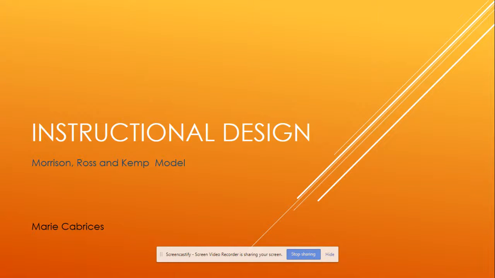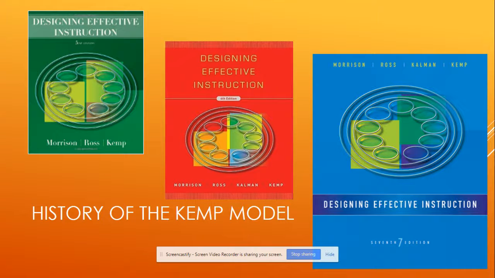Instructional design, Morrison, Ross, and Kemp model. Gerald Kemp first developed the Kemp model of instructional design in 1985. The model was modified by Kemp, Gary Morrison, and Stephen Ross in 1994. Designing Effective Instruction is now in its 7th edition with Howard Coleman as a co-author.